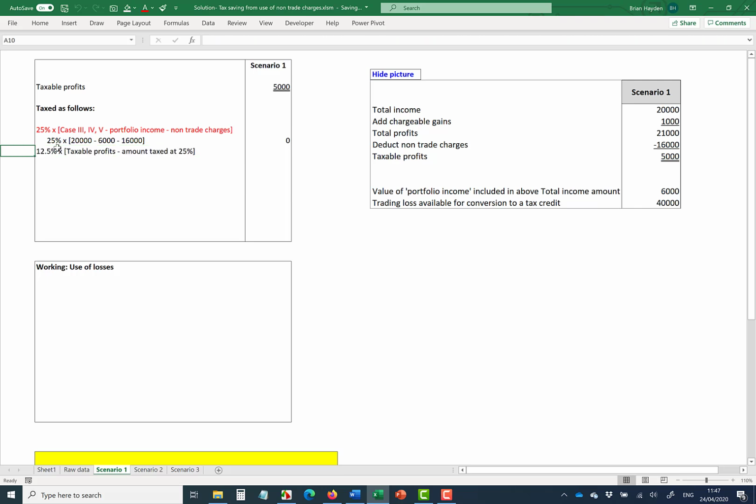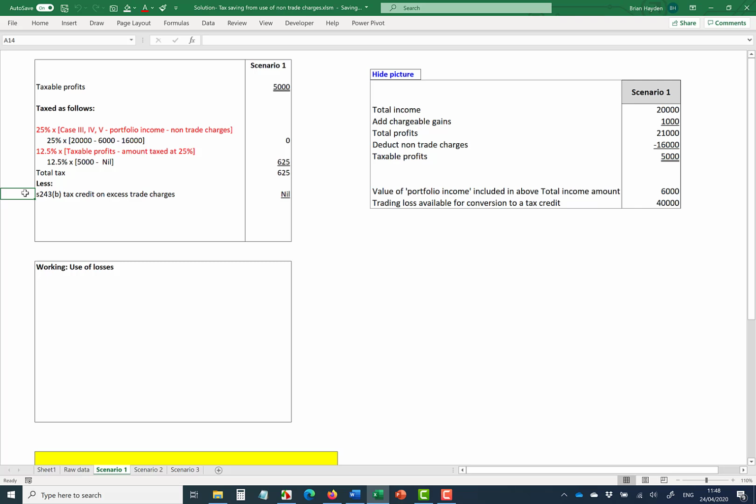And then the rest of the income is taxed at 12.5%. So 5,000 taxable profits minus the amount already taxed. So the amount already taxed was 0. So 5,000 taxable profits minus 0 is going to be a tax liability of 625. So at this point our tax is 625. Now we have to deduct the excess trade charge credit. There's none in this particular scenario.